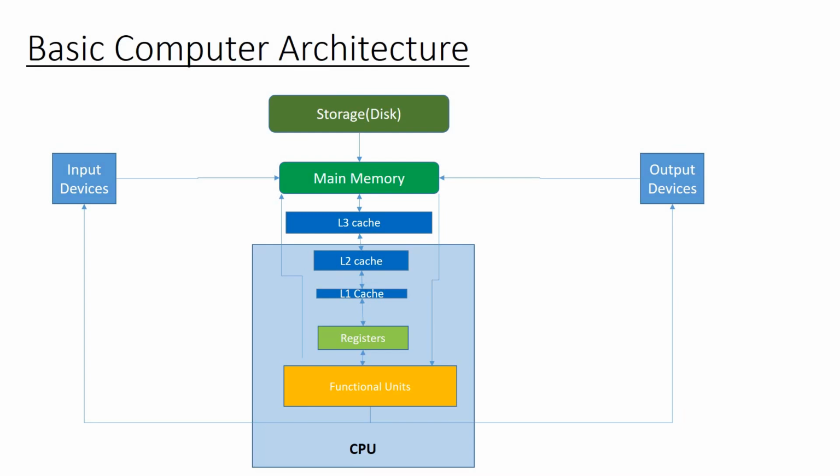So in this video, we have discussed the basic computer architecture. As part of this, we have discussed the functions of each of these components like CPU, memory, storage, cache, and I/O devices. And also we have discussed some of the important components in detail.